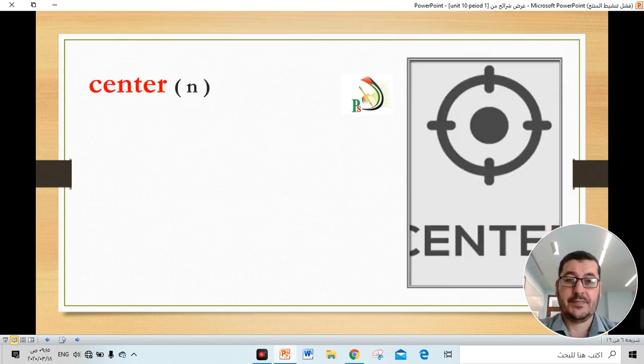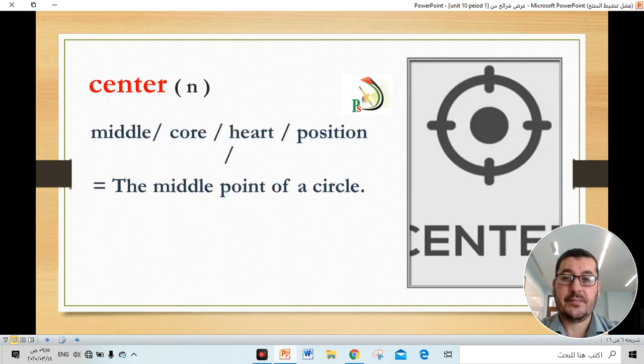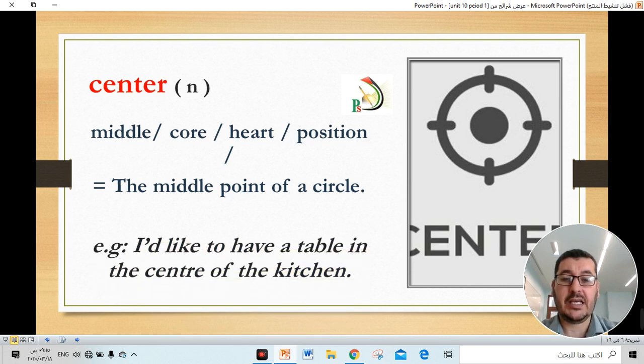Center. We have the meaning for center: middle, core, heart, position, whatever, and the meaning the middle point of a circle or a square, whatever, in the middle point. I'd like to have a table in the center of the kitchen.